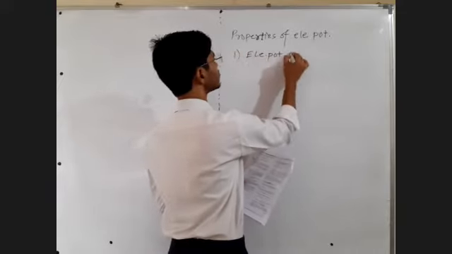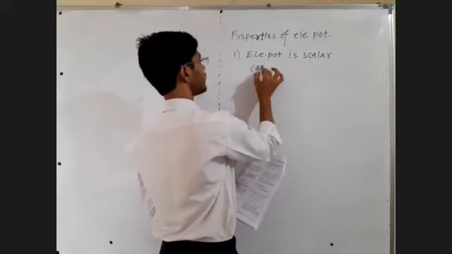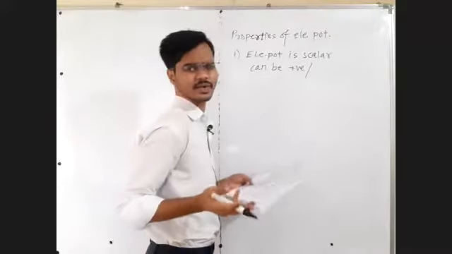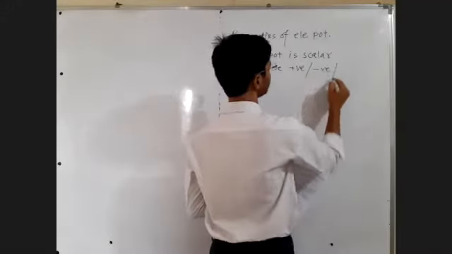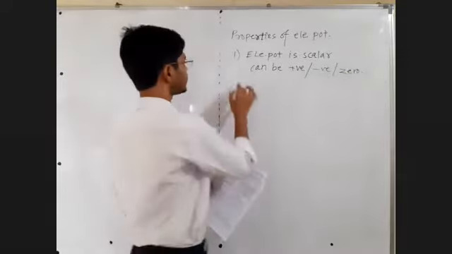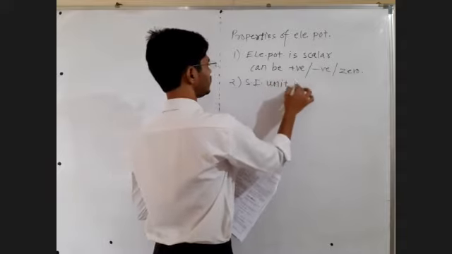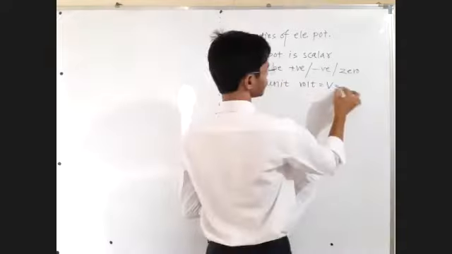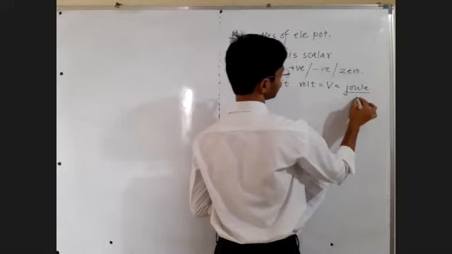Electric potential is a scalar. It can be positive, negative, or zero, just like work done is a scalar quantity. No problem. The SI unit is the volt, capital V, which is equal to joule per coulomb.